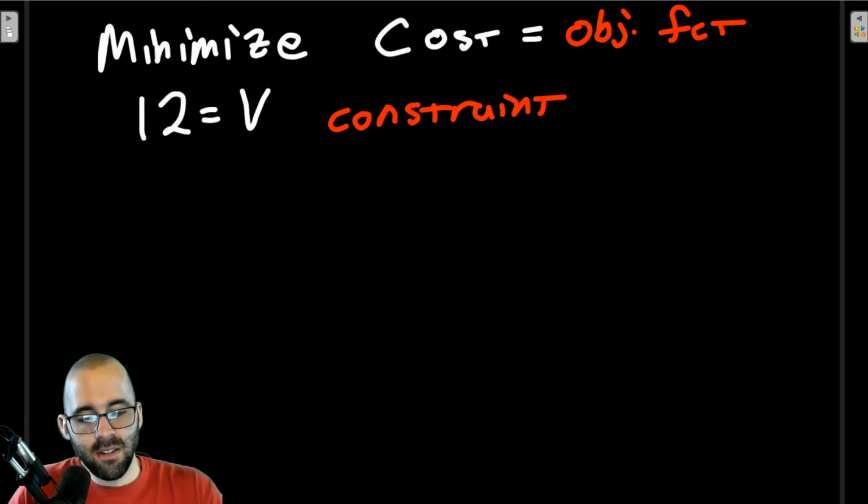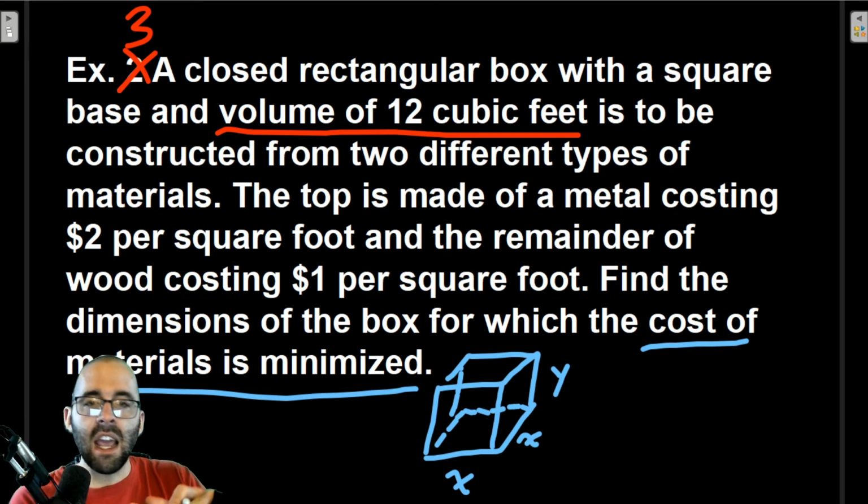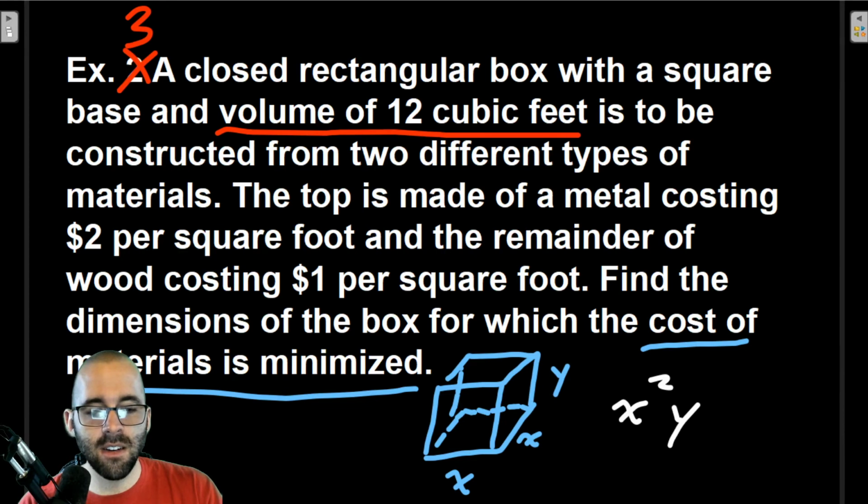Let's start with the easier one, our constraint equation. The volume is 12 cubic feet. Well, what's the volume of this box? The volume of a box is the area of the base times the height. The area of the base, that's just x times x, or x squared. And the height is y.